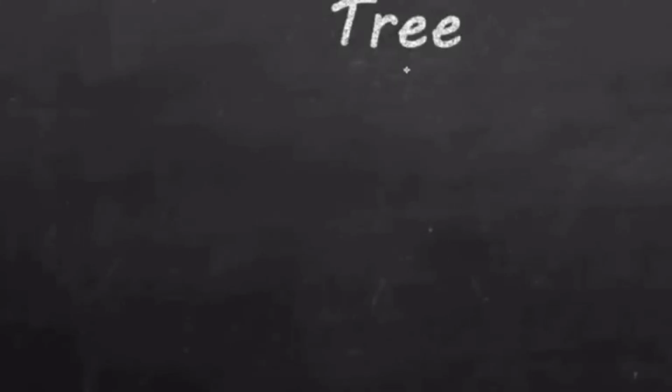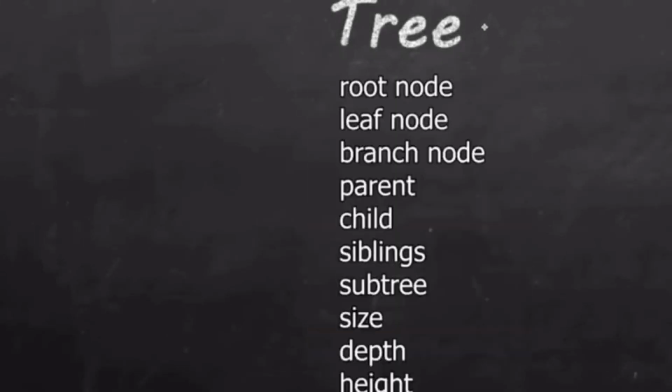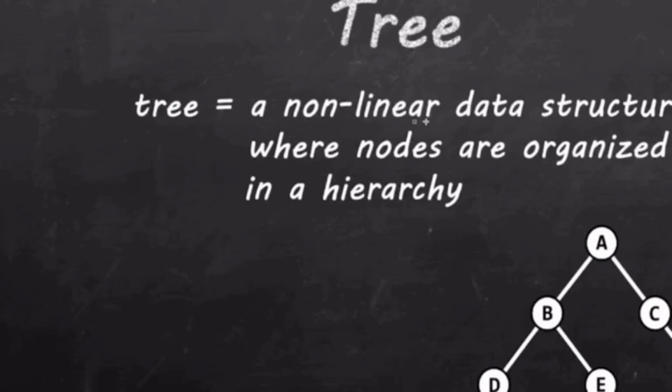So here is a quick introduction to trees. In this video we're only going to cover some of the terminology. A tree is a nonlinear data structure where nodes are organized in a hierarchy, and this could be an example of a tree. It's made of nodes and some edges. Nodes could be a piece of data, and edges represent the relation between two nodes.